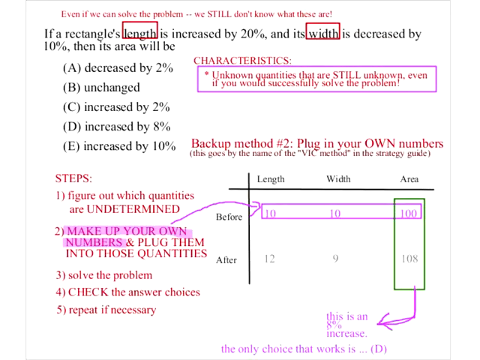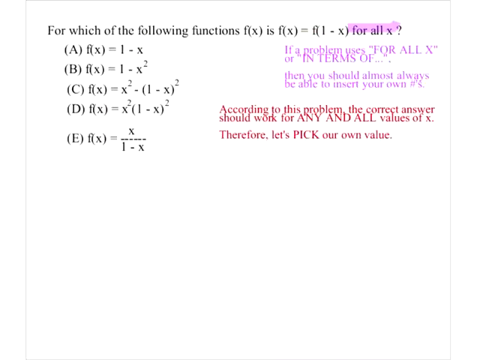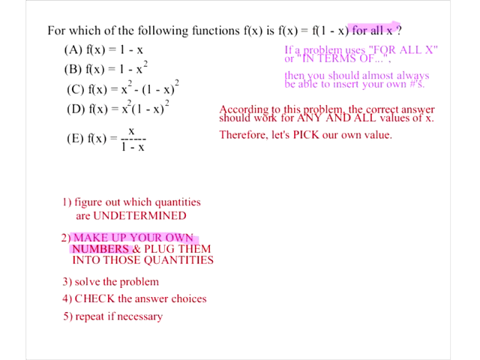Here are the steps of this method again. Figure out which quantities are undetermined. Make up your own numbers and plug them into the quantities. Let's get those highlights out of there. Okay, so in this case, the quantity that's undetermined is x. Even if you solve this problem all the way through, you're still not going to get a number for x. So let's just make up a number for x.